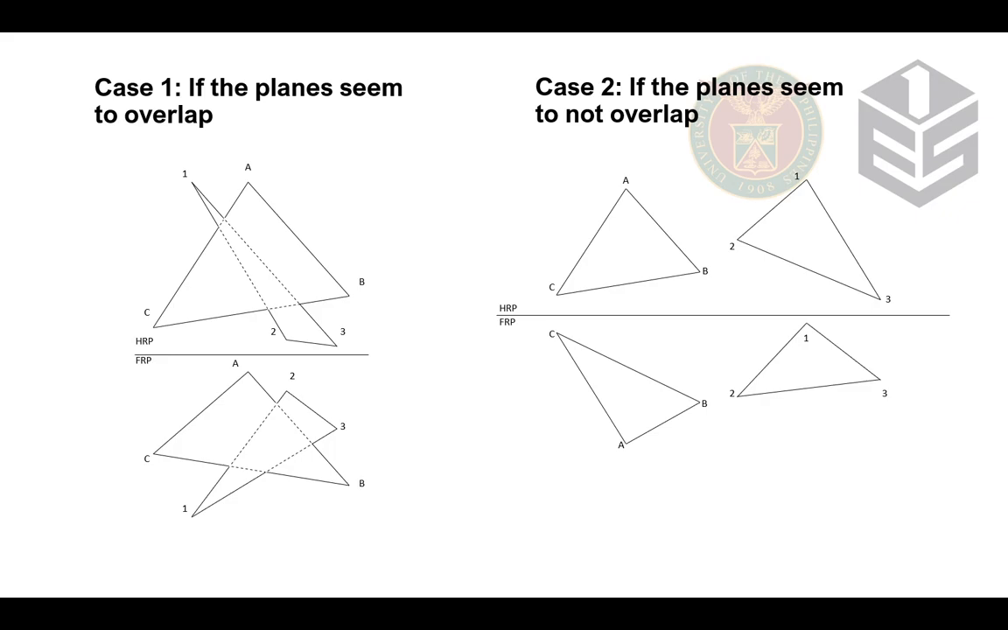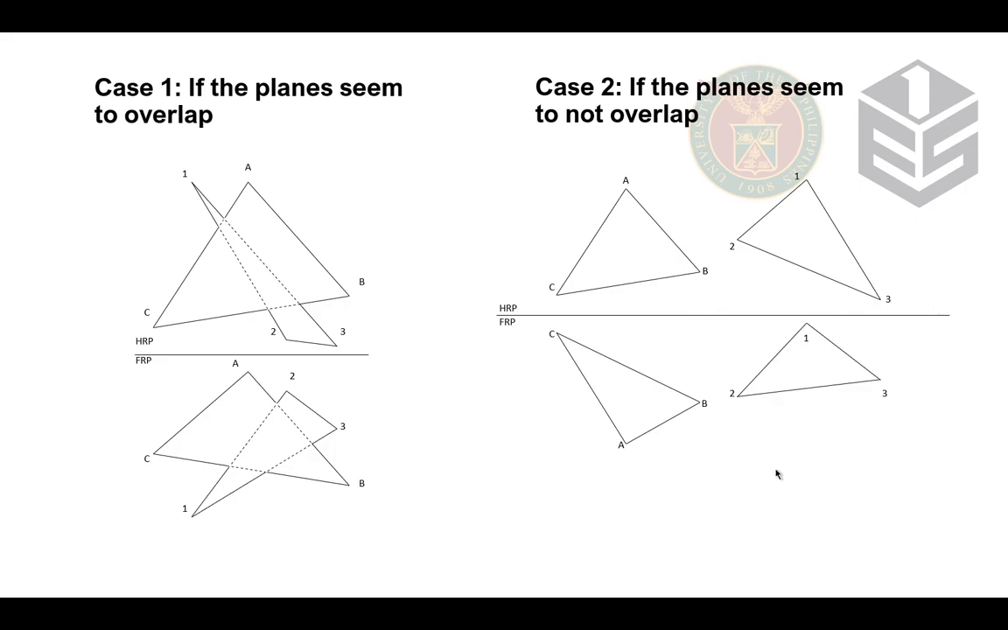Now, in engineering science 1, we have two cases wherein we have something that looks like this. This is what we call case 1, when the planes seem to overlap. So clearly here, line 1, 2, 3, and ABC appear to be overlapping in both HRP and FRP view. While we have another case, which is case 2, and in this case, the planes do not seem to overlap. No? So we can clearly see that ABC is not overlapping with 1, 2, 3 for both HRP and FRP views.